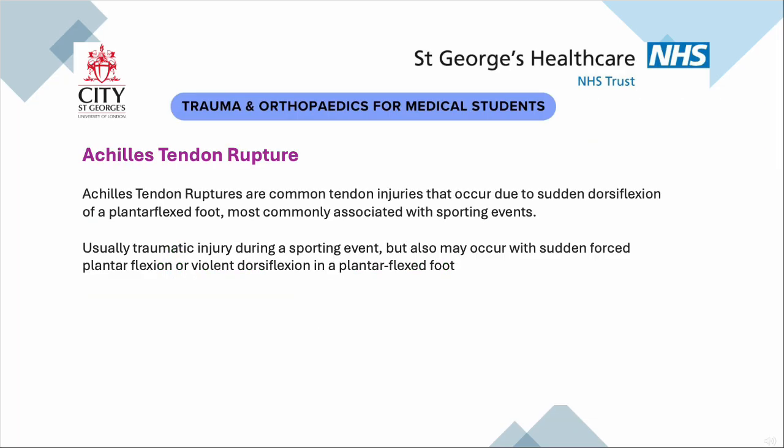If we move on to Achilles tendon ruptures, these are very common, particularly in the middle-aged athlete or person undertaking sports. They're usually traumatic, either with a forced plantar flexion, as in pushing off and sprinting, or if the ankle is violently dorsiflexed, which is less common.